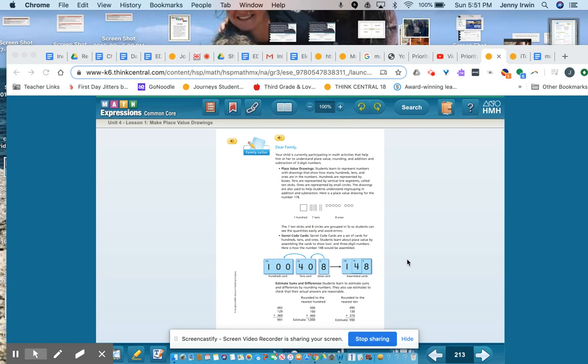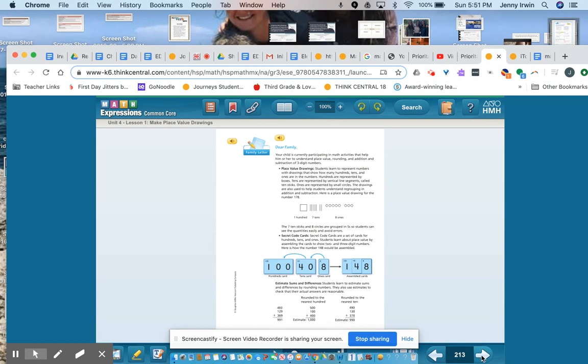So if you could turn your math book to page 213, that is a letter for parents, and it shows you and them the topics that we're going to be covering for this unit. First thing's going to be place value drawings. We're going to work on that today. Tomorrow, you're going to see what secret code cards are. You have those in your book. You'll be cutting those out and using those. Then we'll move on to estimating and rounding to check for reasonableness of numbers.